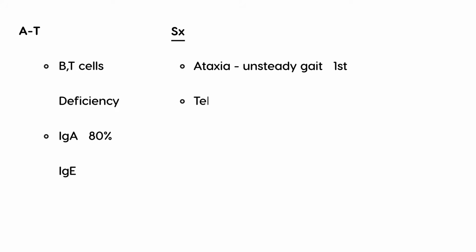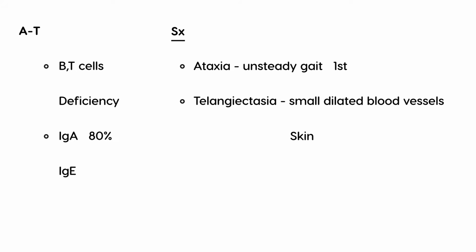The next one is the big long word, telangiectasia. And I encourage you to look this up on the internet to see what this looks like. They're basically small blood vessels, small dilated blood vessels. And they can appear on the skin, or they can appear on the conjunctiva. And they're pretty characteristic.